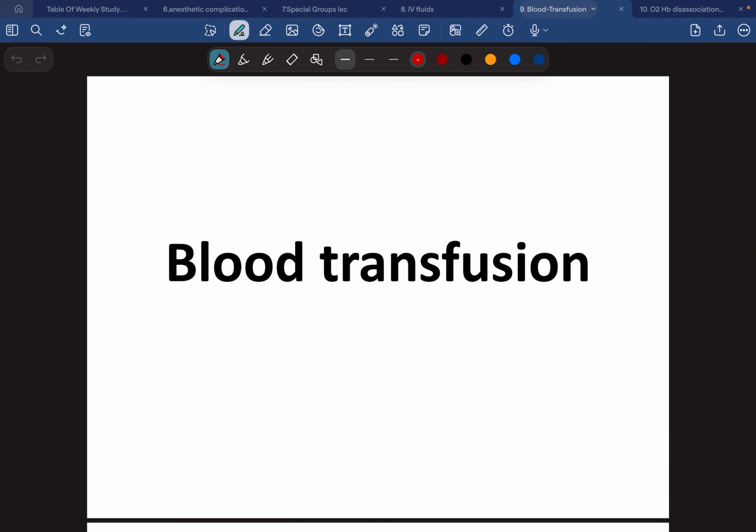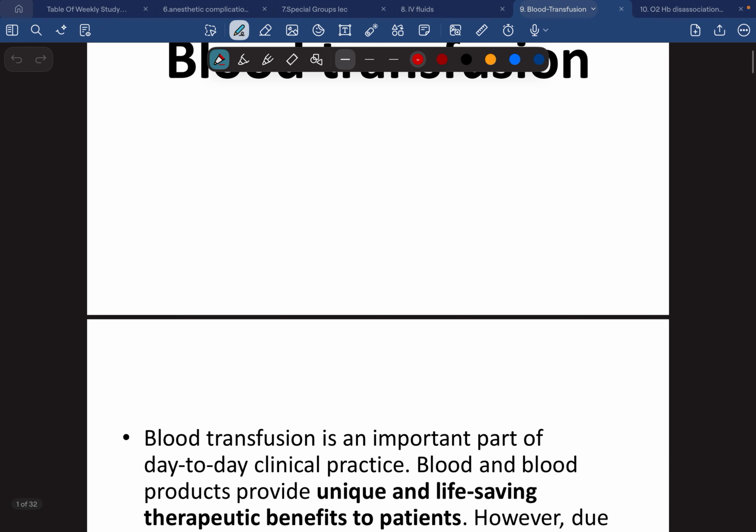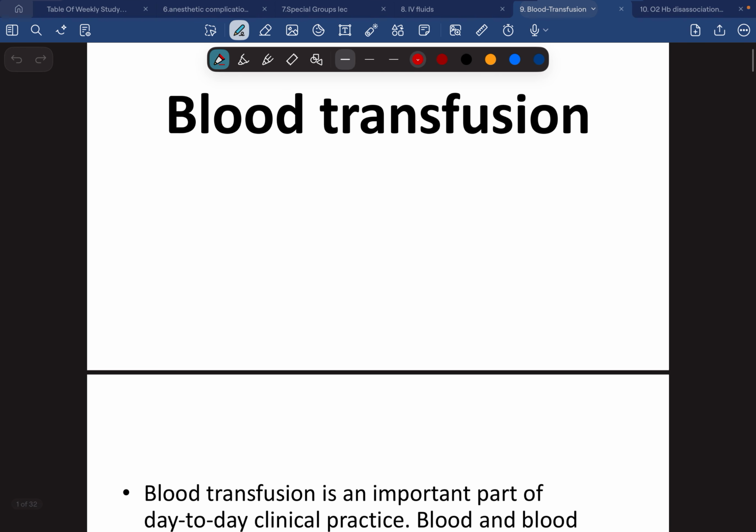You have to keep in mind that you need a little bit of oxygen carrying capacity, and you need to give a little bit of colloids if you don't have any blood. So you should have a plan in mind if you have a patient bleeding in front of you. It's just for bridging rather than a definitive treatment.